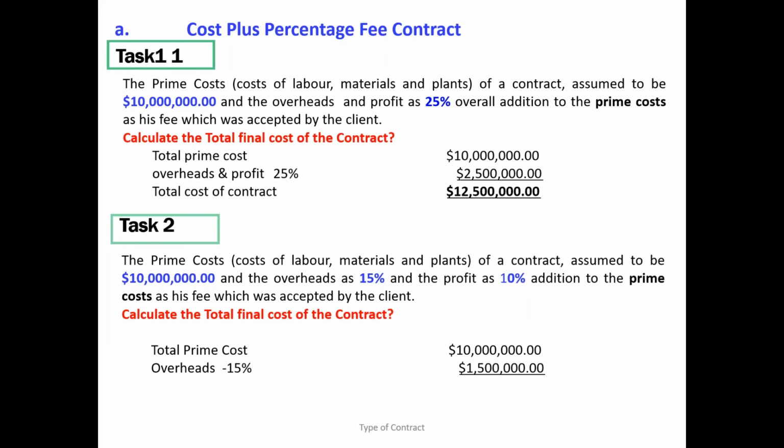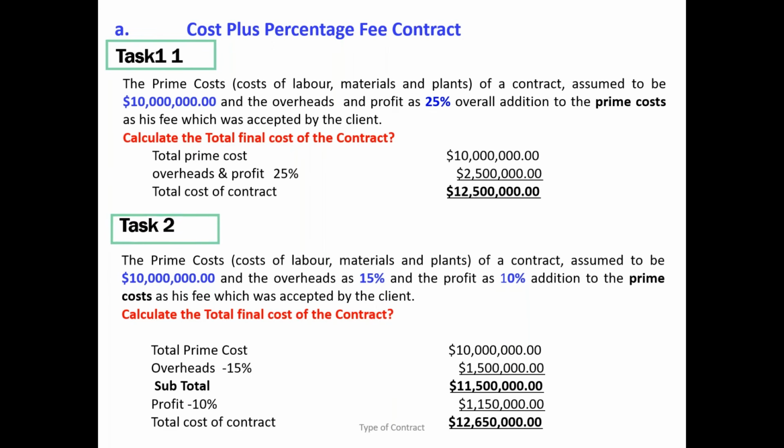If the contractor says 25%, that is something else. If the contractor says my overhead is 15 and the profit is 10, this is not a 25 like what you see in the above. How are we going to calculate? On top of the prime cost, you have to see the overhead, how much, and you have to take the total amount. This is your total cost. On that one, you are going to add the profit, which is this amount, and how much are you going to get? 12.65.